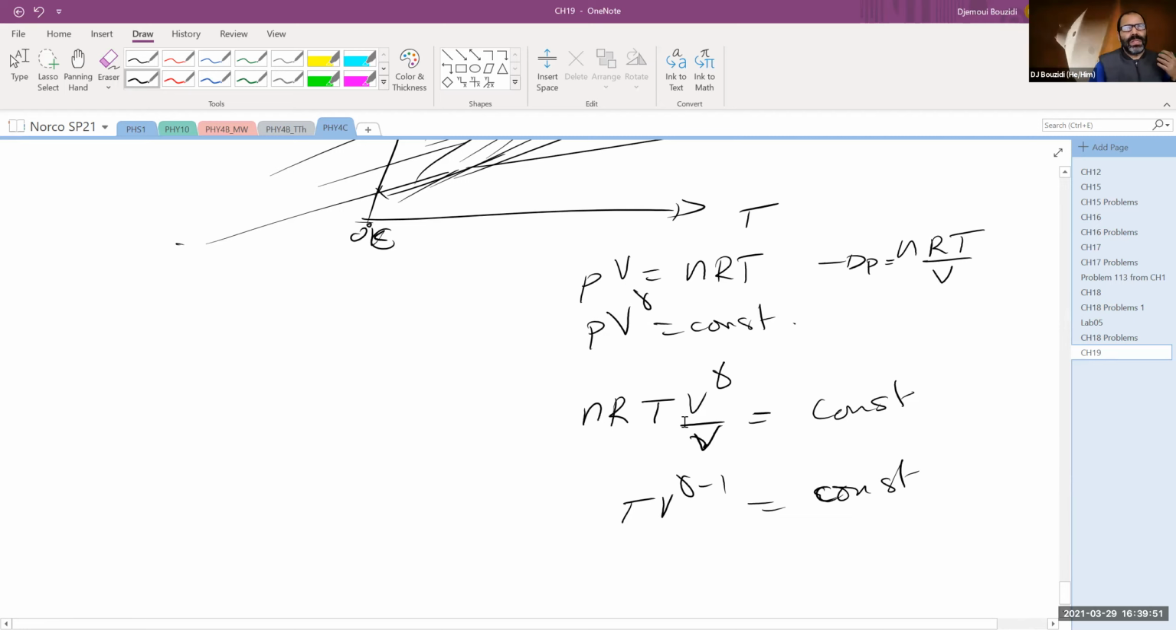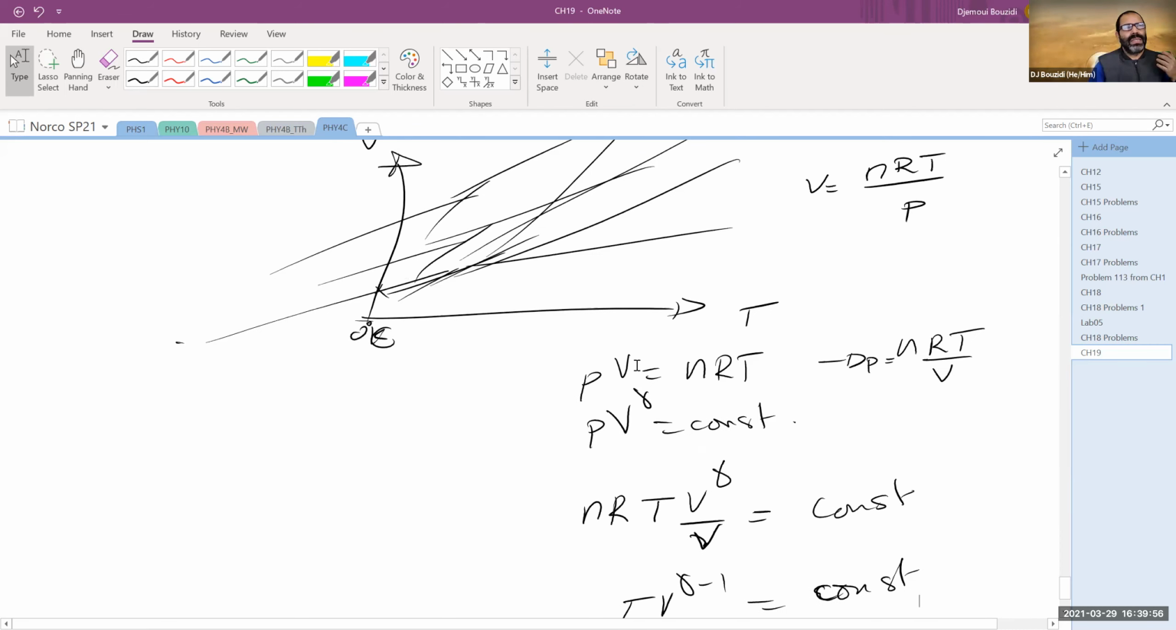And same thing, if you're going to use, for example, a PT diagram, then in that case you get rid of the volume using the ideal gas law.